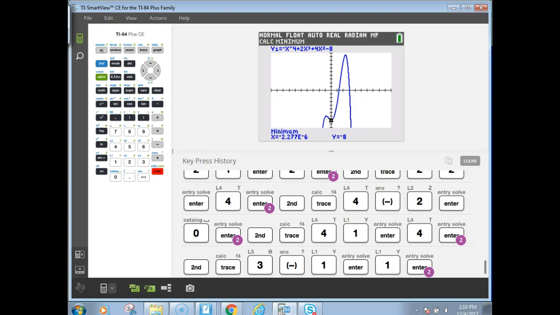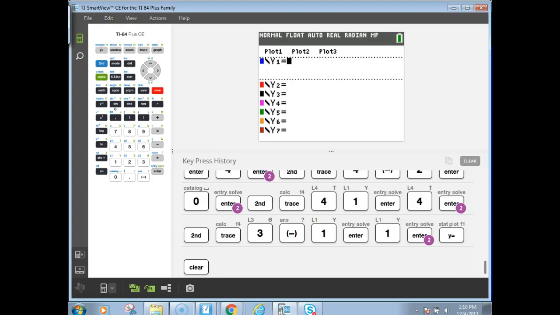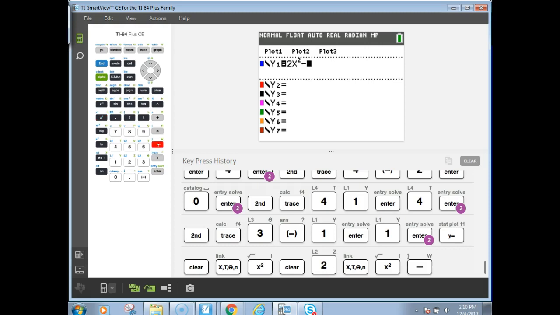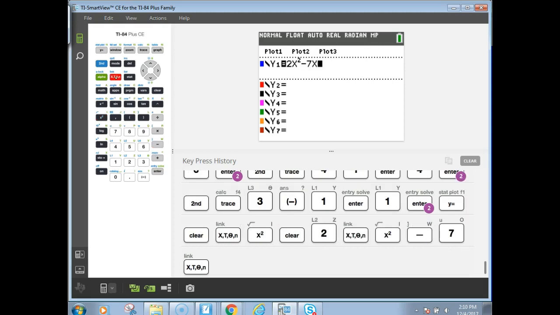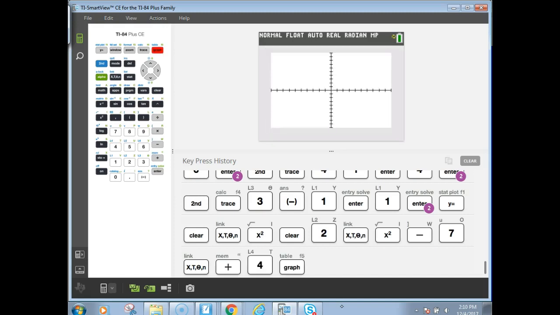Okay, so I'm going to go in now and type it in. It was 2x squared, should be fairly thin then, minus 7x plus 4. Okay, so that will be just one minimum, and I've got to find the zeros. So let's go calculate those zeros.